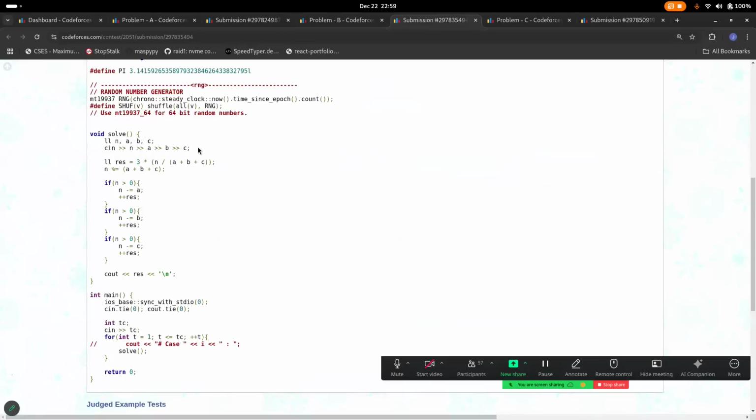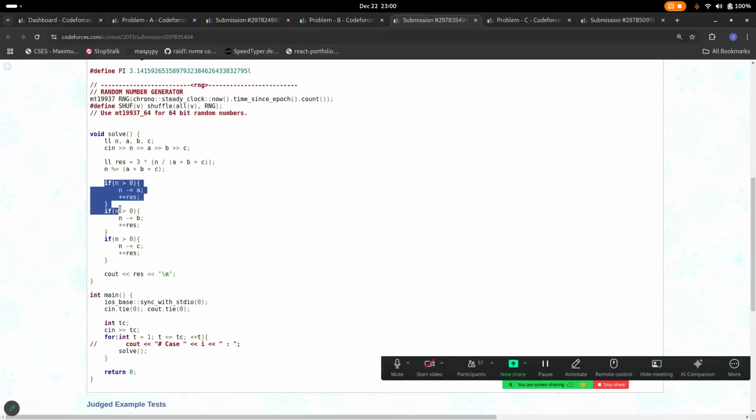First, we take the input N, A, B, C. Then the result, which is the maximum number of days that we need. So we are going to walk N divided by A plus B plus C, times 3 days. In each 3 days, we walk A plus B plus C kilometers. And finally, we say N modulo A plus B plus C. So after you walk these many days, N would remain as the remainder of N divided by A plus B plus C.